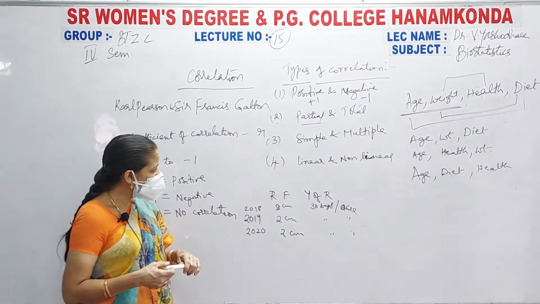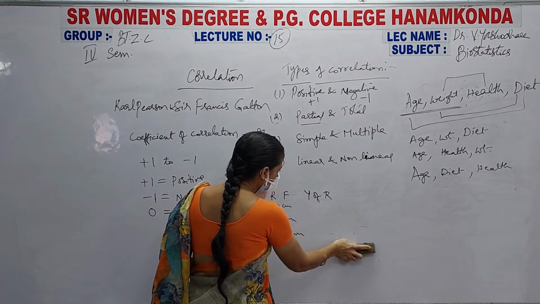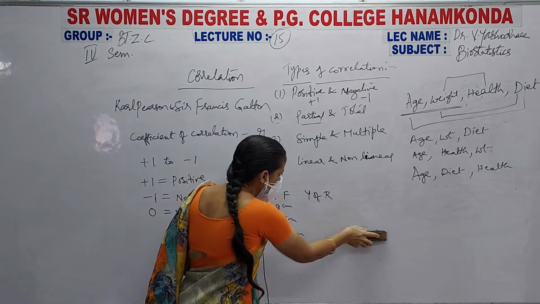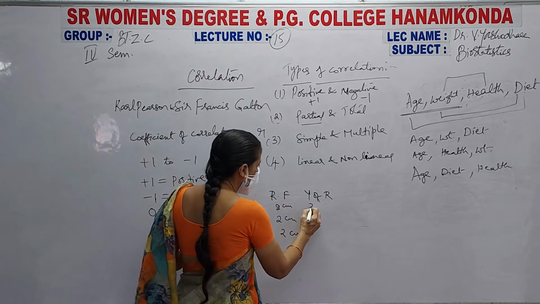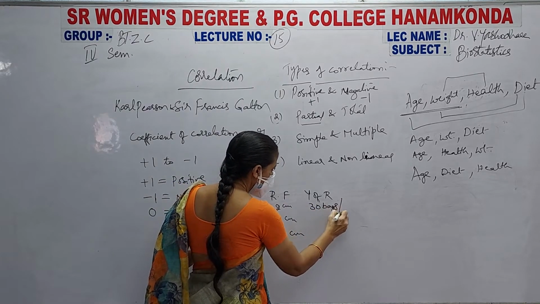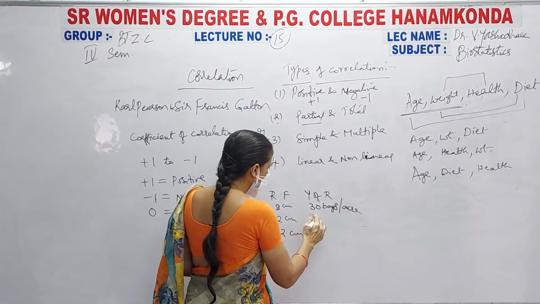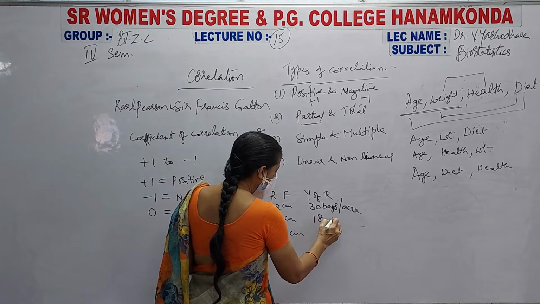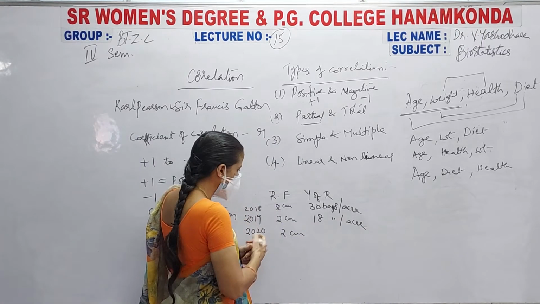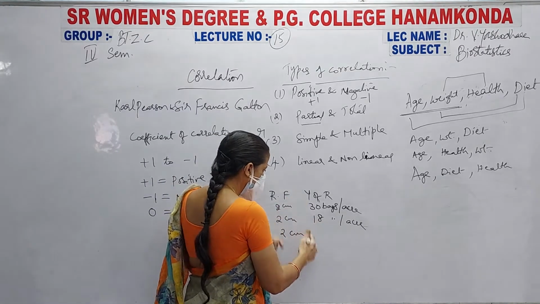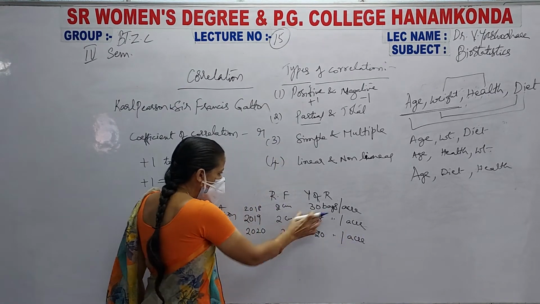And non-linear correlation means, see here, this year I got 2 centimeters of rain, but in 2018 I got 30 bags per acre. Then in 2019 I got the same 2 centimeters of rain, but I got 18 bags per acre. Next, again in 2020 I got 2 centimeters of rain in the same season, and I got 20 bags per acre. That means these are not uniform.